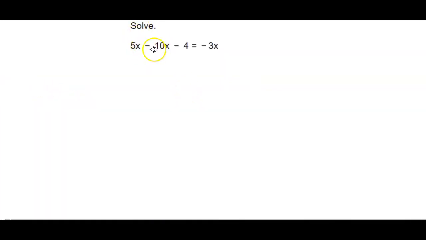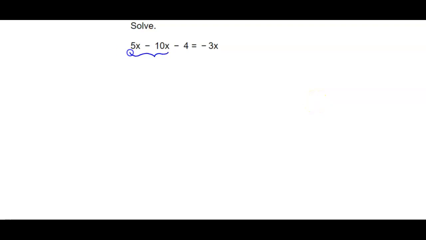Now first let's determine how many terms we have. Over on the left side of the equal sign we have 1, 2, 3 terms. On the right side of the equal sign we have 1 term. Now on the left side what we want to do is combine like terms before we do anything else, since there are more terms on the left than there are on the right. So let's go ahead and combine these terms.